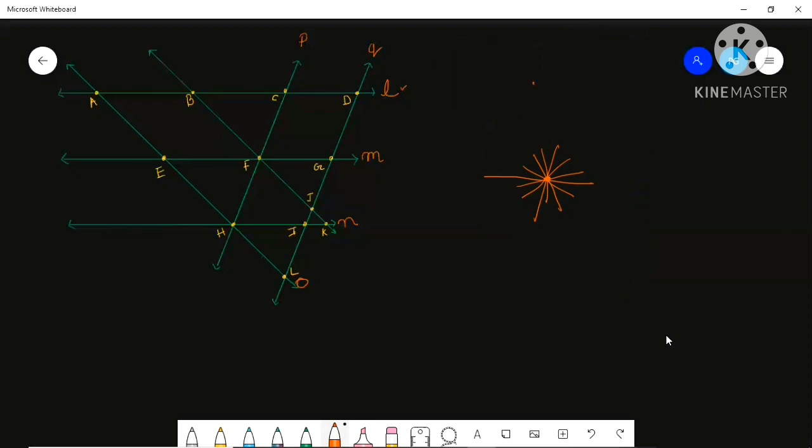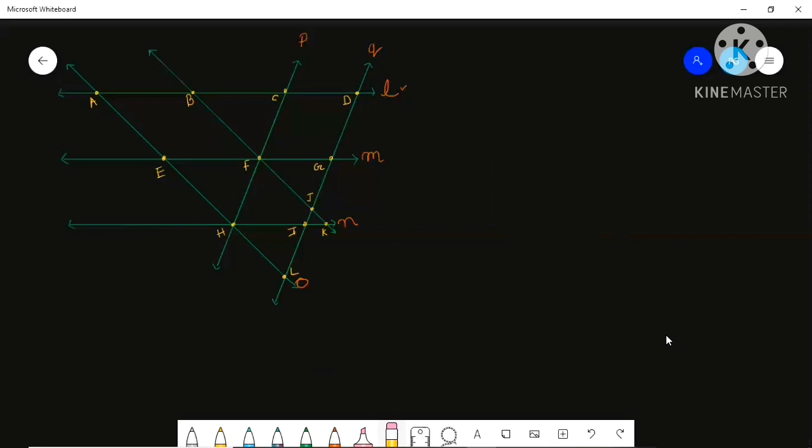But if I say from 2 points, how many lines can pass? Only one line can pass. So with 2 points you cannot say that, but from a single point, an enormous number of lines can pass. All these lines are called concurrent lines because they are just passing through a single point.